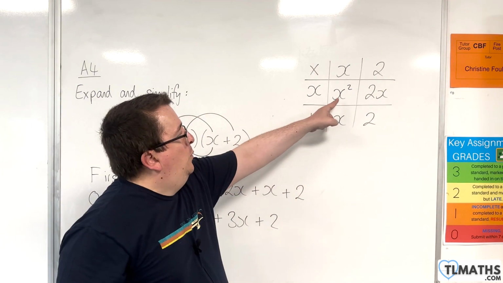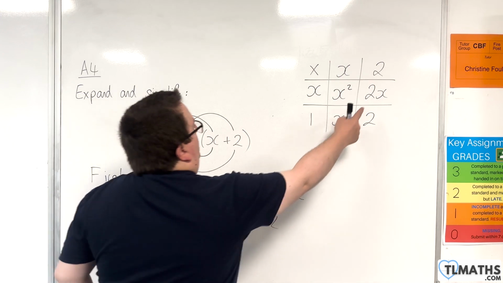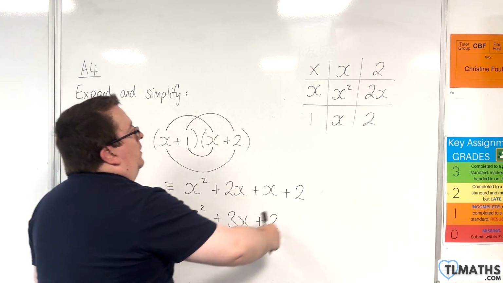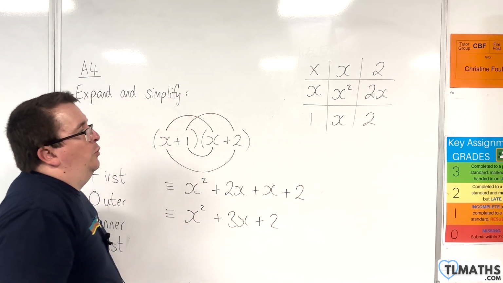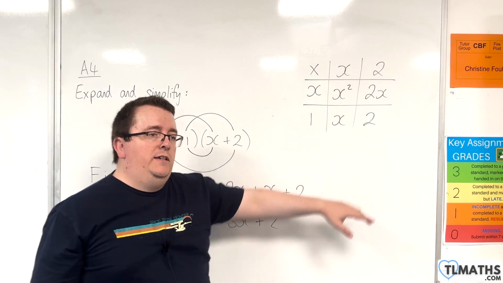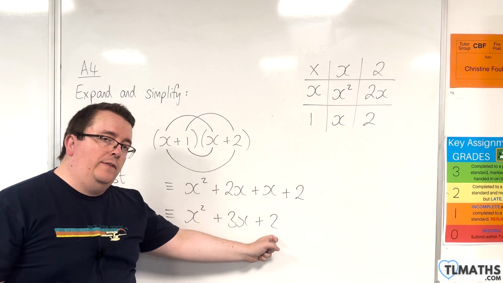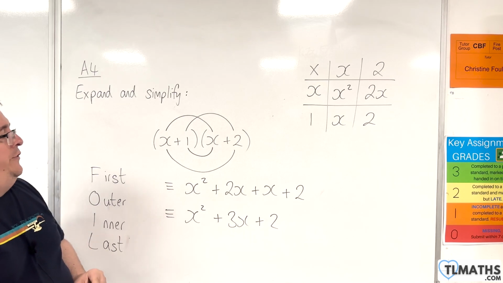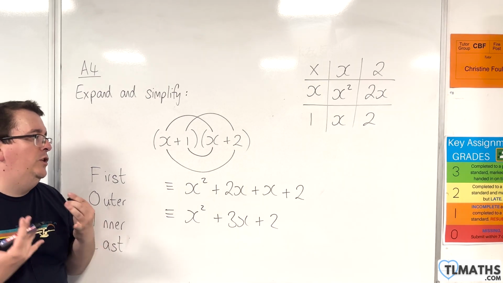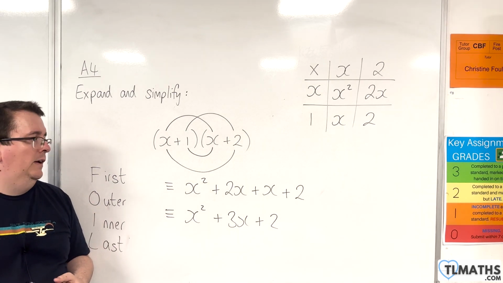So you get the x squared, 2x plus x is 3x, and then the 2. And of course you can't leave it in the grid, you've got to make sure you write your final answer like this. Okay? So this is how you expand double brackets.